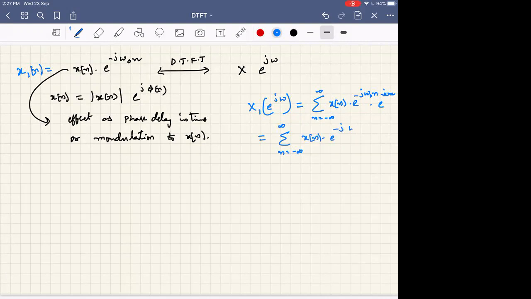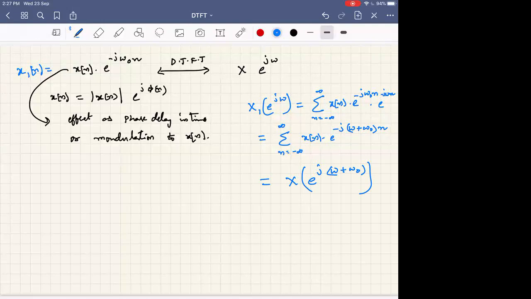How can I write this better? This is simpler, because both are in exponential. So this is nothing but exactly like x of e power j omega, e power j, omega plus omega naught. If I keep positive sign here, then minus sign will come there.